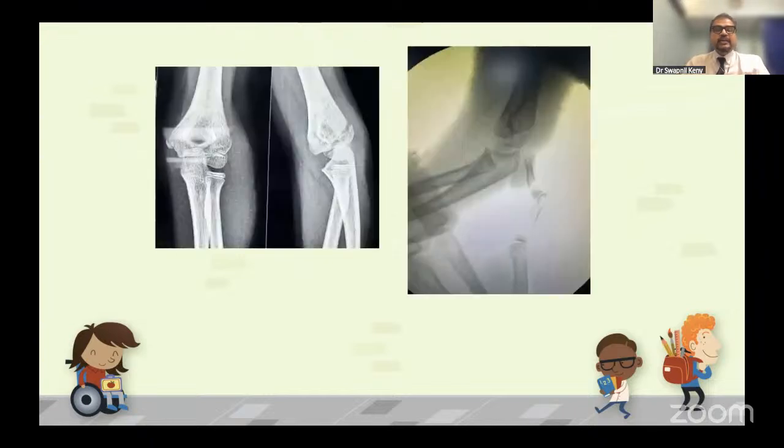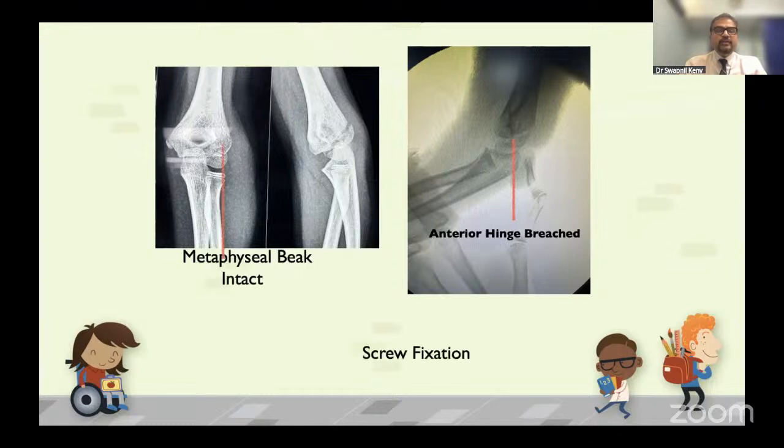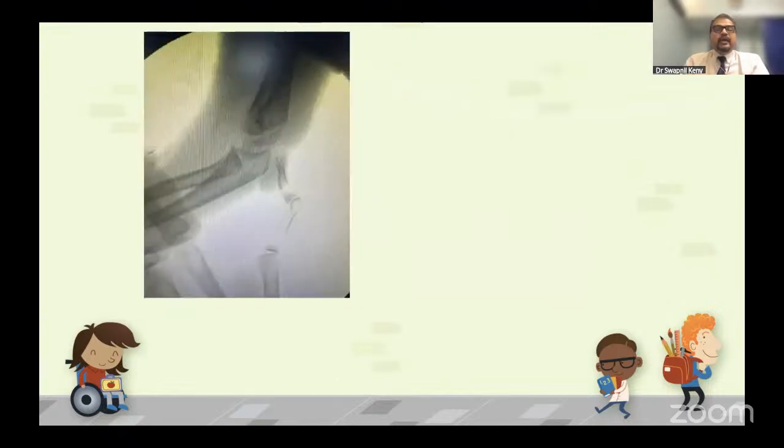So this is another case. Now this is a completely displaced fracture with the anterior hinge lost. And here you can do an open reduction, but if you can get a closed reduction, I'm getting it with my finger. So I have done that. That is the anterior hinge. That is the metaphyseal peak, which is intact. And this is a particularly large metaphyseal fragment. So we decided to put a screw.